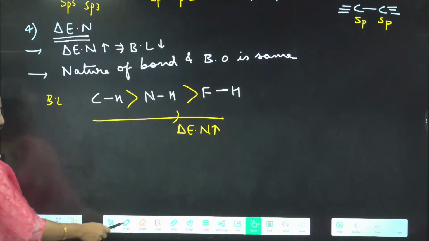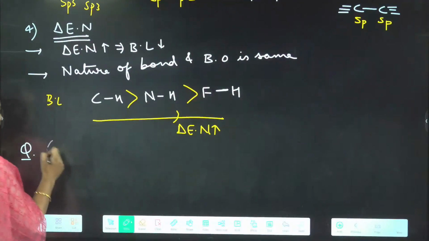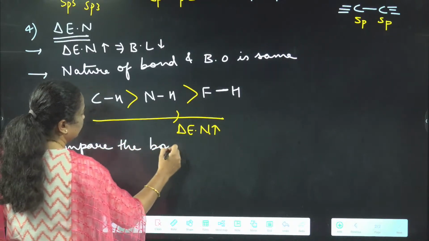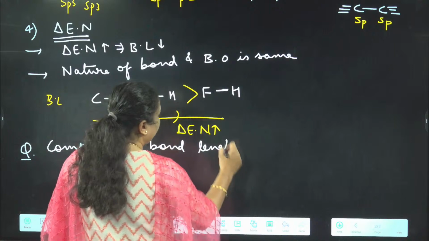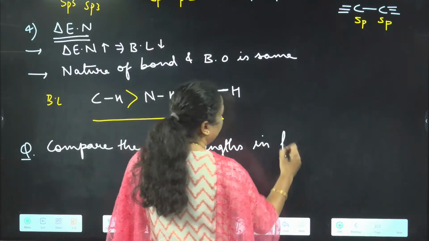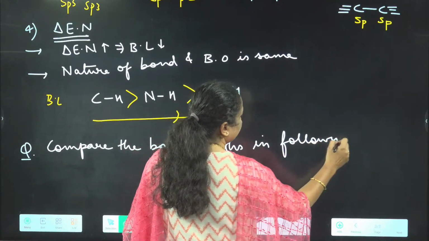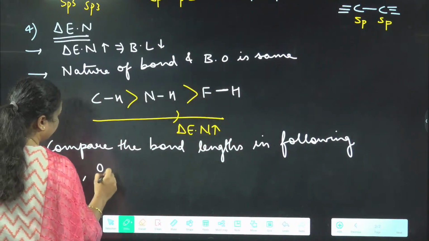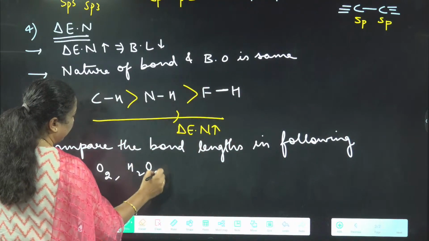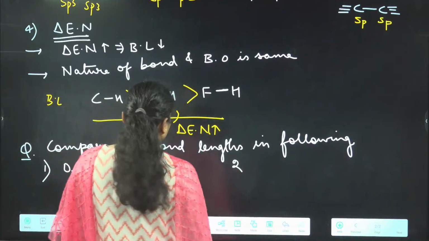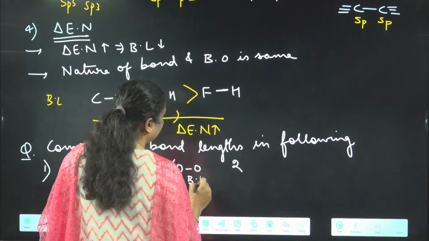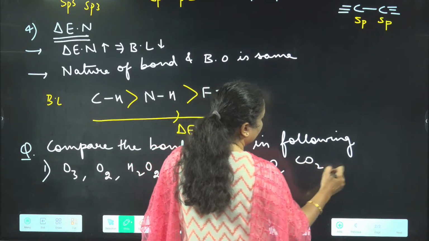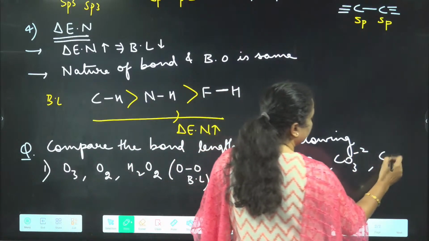So please write this, then I'll be giving you a few questions. Compare the bond lengths in the following. First one is O3, O2, H2O2. Here you have to compare oxygen-oxygen bond length. Second one, CO, CO2, CO3 minus 2, CH3OH.